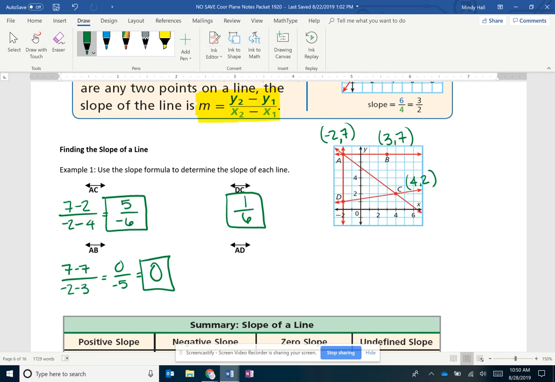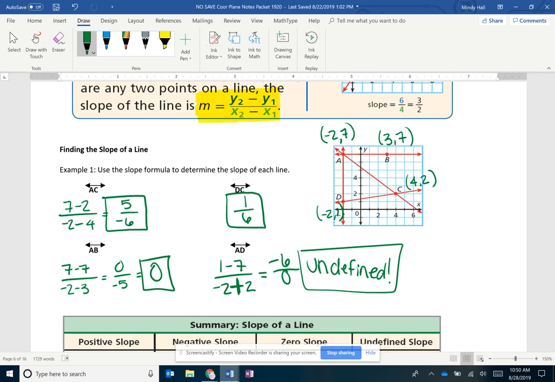Any horizontal line is always a 0 slope. And then for AD, D is at -2, 1. So if I did the formula for that, I would have 1 minus 7 over -2 minus -2. Well, minus -2 makes a big fat positive. So then I have -6 over 0. And anytime you have a number divided by 0, it is undefined. We don't have a number to represent this. And again, you could also just count. Kind of up to you.